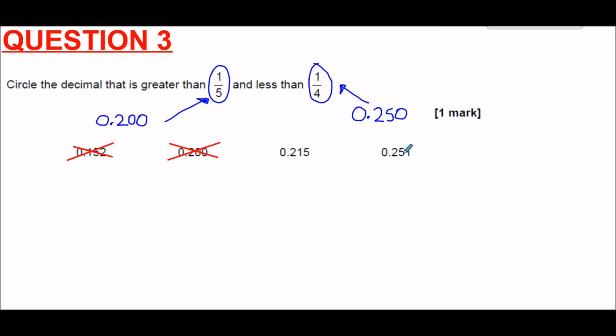Well, 251 is bigger than 250, so we know for definite it can't be this one. The only option we'd have left to go for, the only one it can be, is 0.215. And so this is the one we circle.